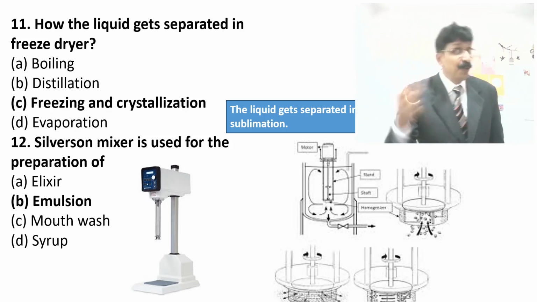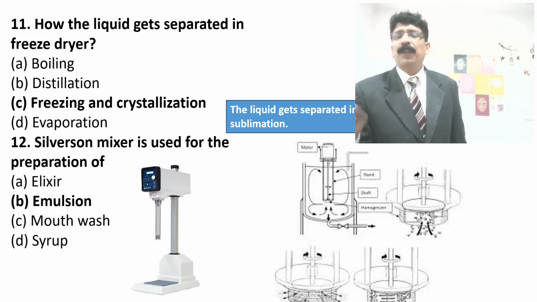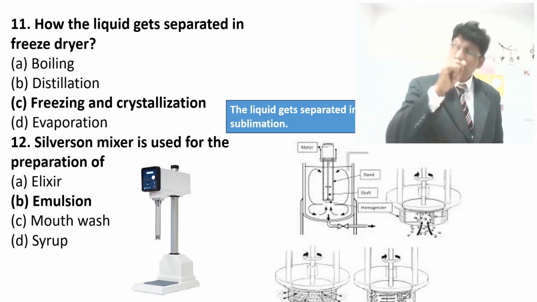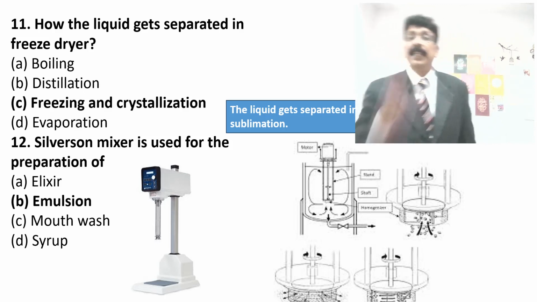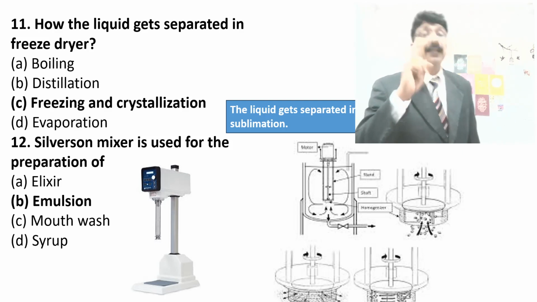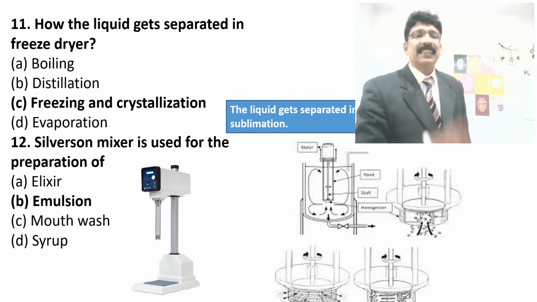Evaporation, you need heating, no. Liquid can be evaporated only by its boiling point. But here, by the freezing point and crystallization point, it is possible to separate. So in freeze drying, the liquid gets separated on the principle of freezing and crystallization.